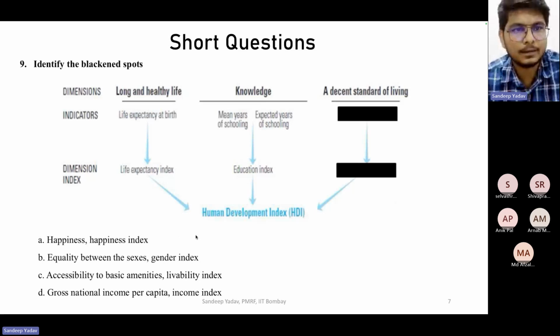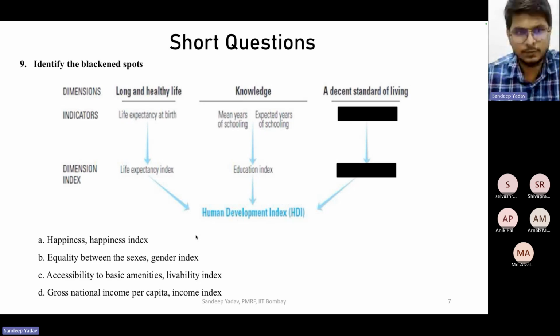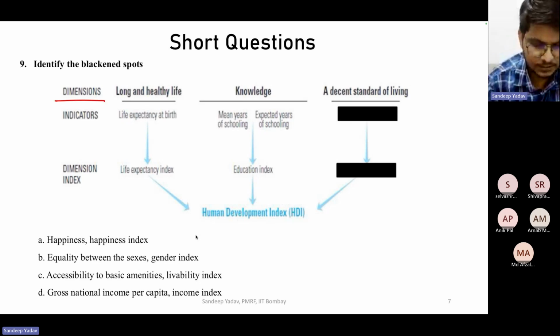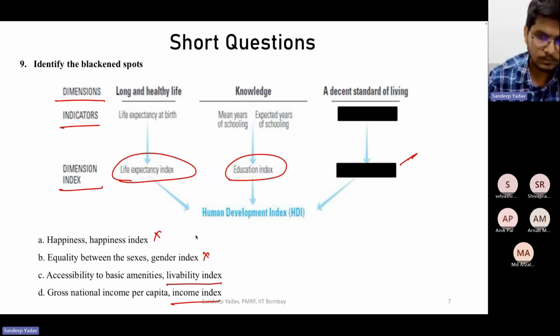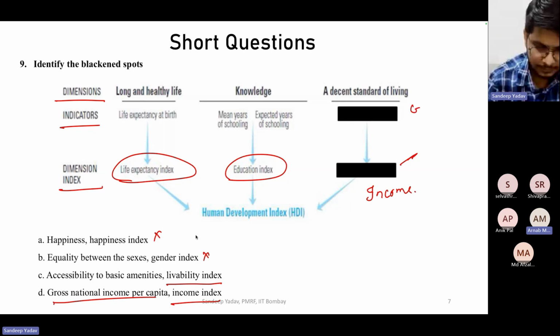Identify the back-end black-ended spots. So this graph I've already shown in the slides just a few minutes ago. It has dimensions, indicators, and the dimension index. So here we have life expectancy index, education index. What is the other index there? Happiness index was not there. Gender index, no. Livability index or income index? Income, I think income index. Yes, this will be the income index, and here will be the GDP.